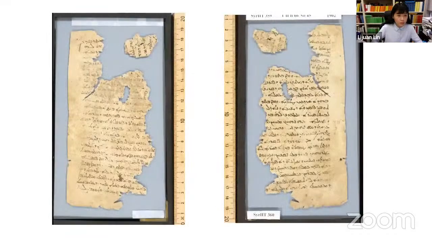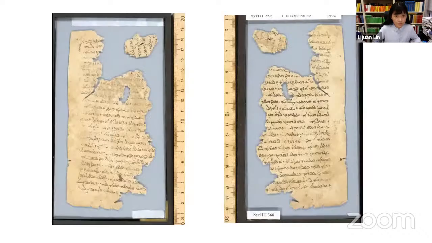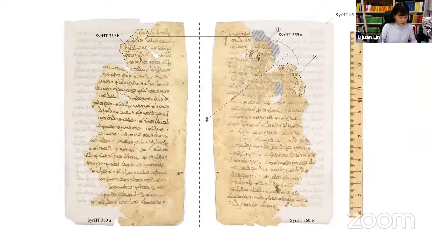So the small one above is 359, and the larger one is another fragment, 360. The picture shows the fragments on both sides, the recto and verso. So earlier research reported that it remains unclear how the small one relates to other fragments. In my research, I have solved this problem, and I have demonstrated that the small fragment, 359, actually fits the upper part of 360 perfectly.